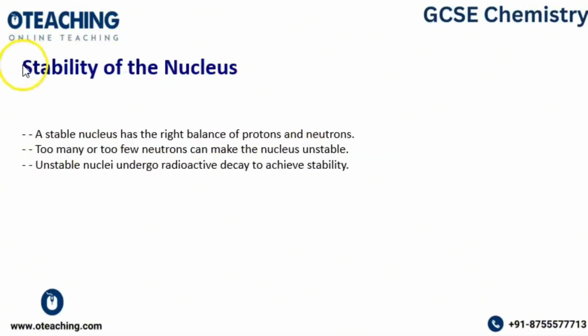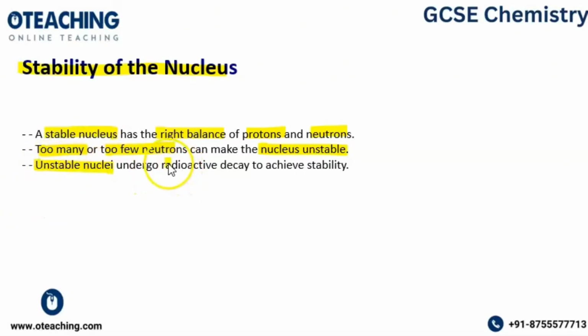Next we have the stability of the nucleus. A stable nucleus has the right balance of protons and neutrons. We know that neutrons account for the stability of the atom by reducing the repulsion between the protons. So a stable nucleus has the right balance, which means the number of protons and neutrons is appropriate in the nucleus. Too many or too few neutrons can make the nucleus unstable. That is why we require the right balance of protons and neutrons.